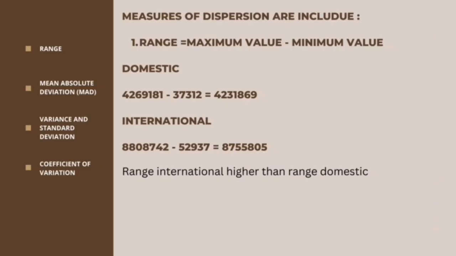I will explain about the measures of dispersion. Measures of dispersion include range, mean absolute deviation, variance, standard deviation, and coefficient of variation. For domestic range, I get 4,231,869. For international range, I get 8,755,805. As we know, the international range is higher than the domestic range.